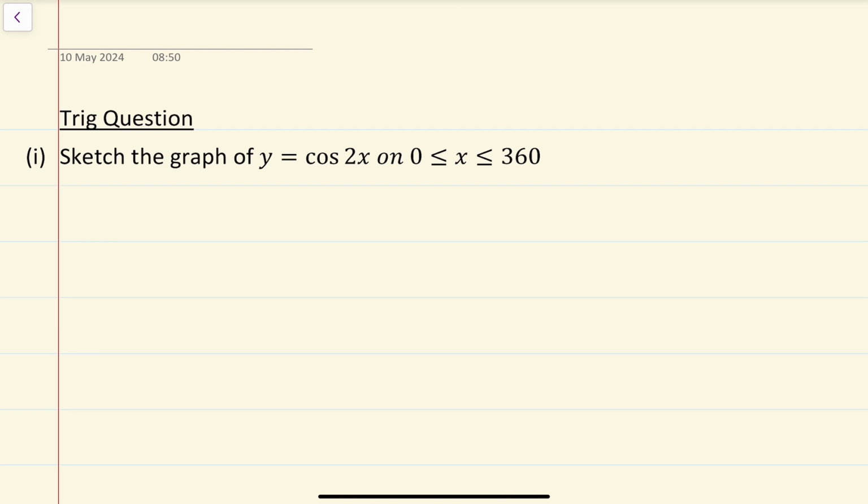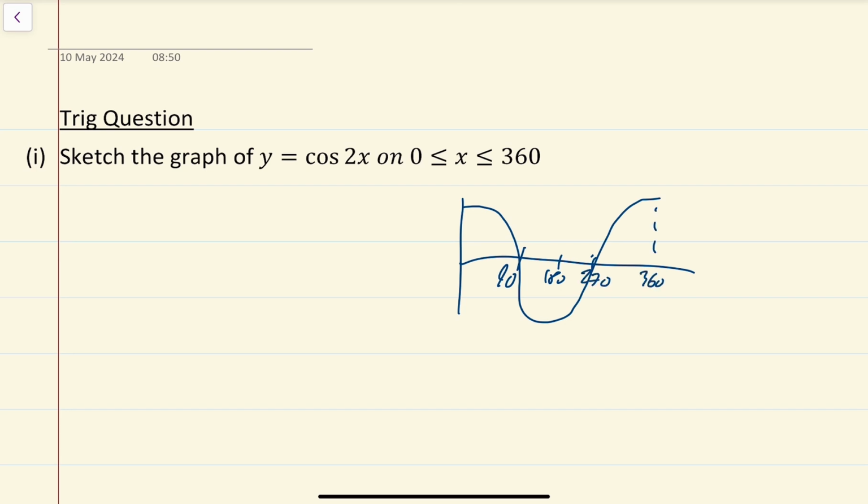To do this, the first thing you want to do is sketch your cos graph from 0 to 360. Your cos starts at 1, goes down like this, so that's your cos graph. That's 90 degrees, that would be 180 degrees, 270 degrees, and 360 degrees. It goes from 1 down to -1. So that's your original cos x graph on 0 to 360.